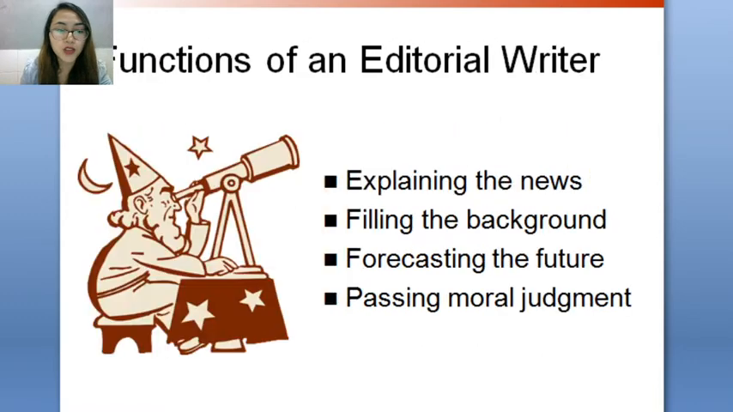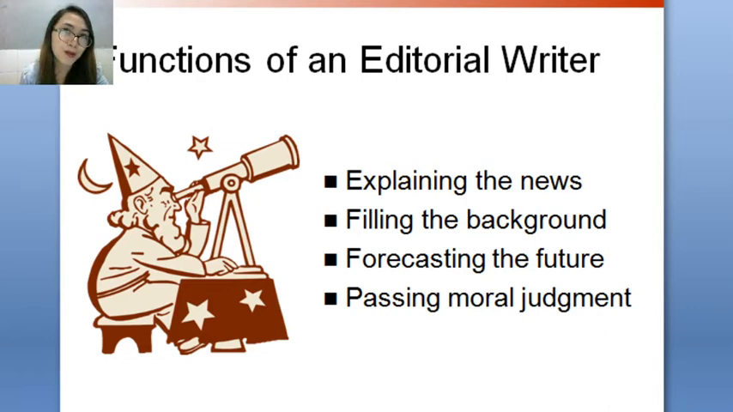We have here the functions of an editorial writer. So dito muna tayo sa mga basic information about editorial writing. For editorial writer, the function is explaining the news. Of course, you're not just merely providing facts or mga opinion or providing yung mga ideas, but you need to explain the news to them.